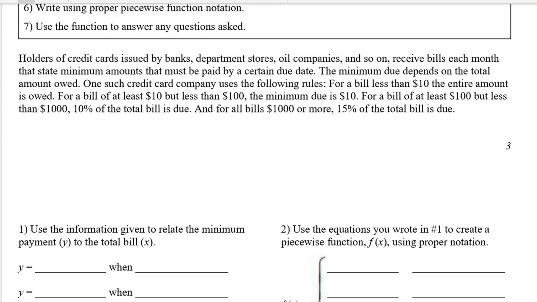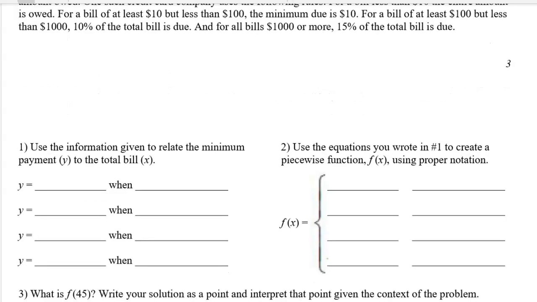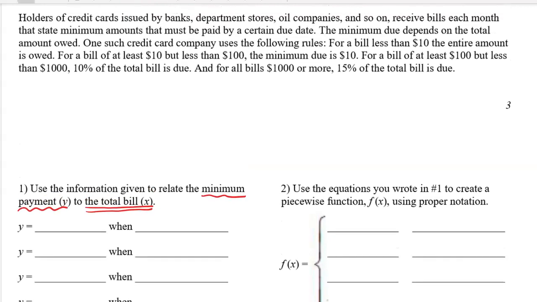Okay, so on here, guys, it already gave us the variables. Let X be the total bill, okay? And then Y is the minimum payment. So that's already given to us, so we don't have to define these ourselves. Okay, we're gonna do it one line at a time, guys.